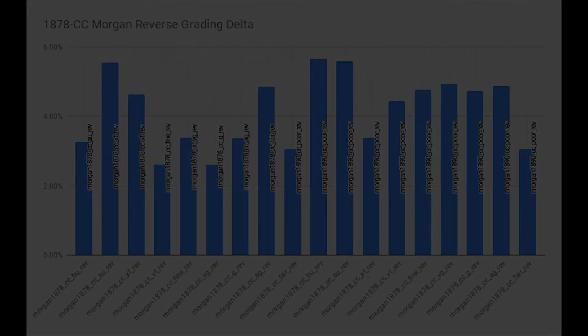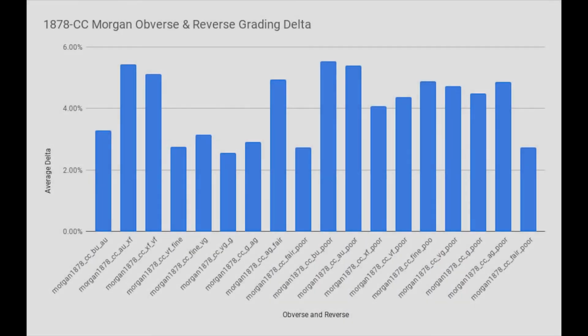the poorest graded coin. The final analysis combines the obverse and reverse calculation to provide a whole coin delta percentage difference between any two given coins. In the case of the extremely fine, very fine delta, the combination is about 5% for the coins as a whole, and for the good, almost good, that's around 3%.